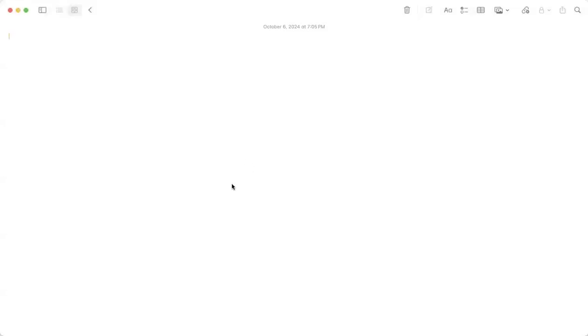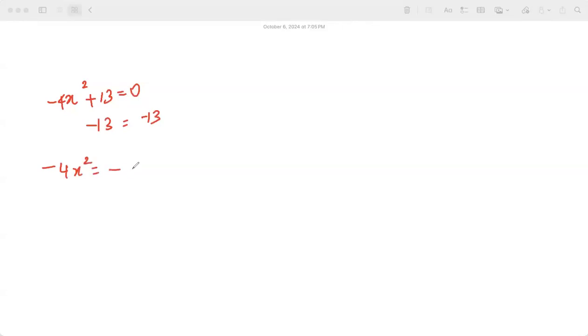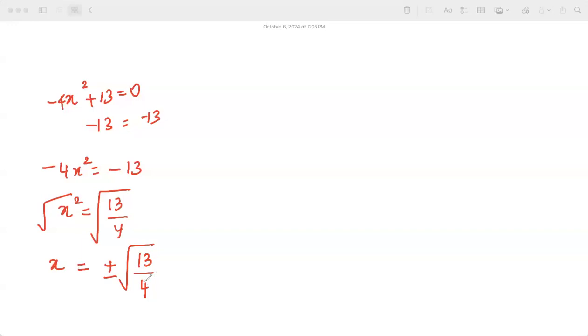So here we go. What did I give you? Minus 4x square plus 13 equal to 0. So subtract 13 on both sides. You get minus 4x square equal to minus 13, so x square equal to 13 by 4. When you take square root, guys, please be careful. x will be equal to plus or minus root of 13 by 4. However, square root of 4 can further be simplified, so this is not your answer. It is plus or minus square root of 13 by 2.